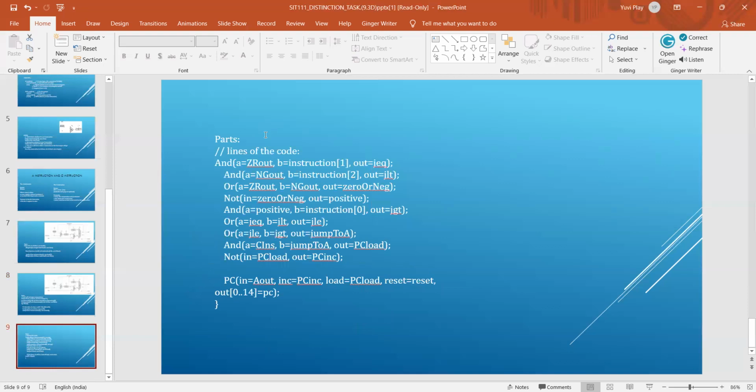In the next line, there are several lines of code which determine the jump conditions and check the ALU output to see if the conditions are met.